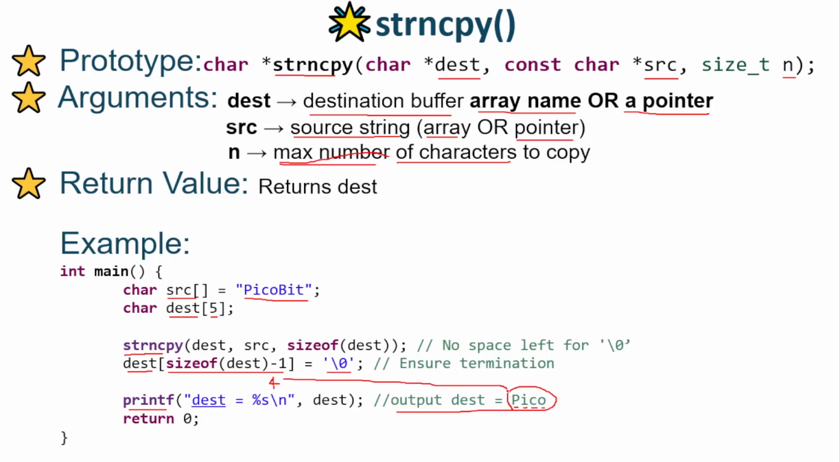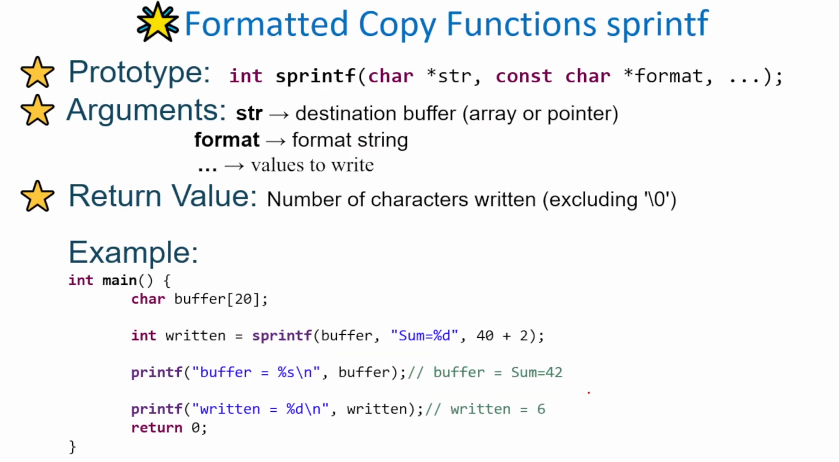Formatted copy function sprintf. sprintf writes the formatted text into a character buffer, just like printf writes to the screen. However, sprintf does not limit the number of bytes written. So if the buffer is too small, memory overflow occurs. This is why modern C programming prefers snprintf.